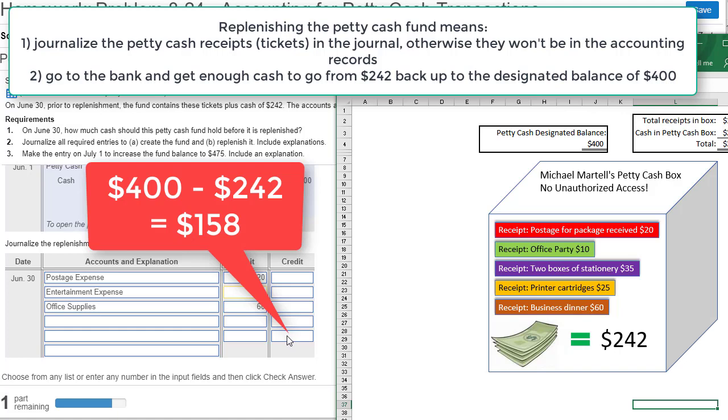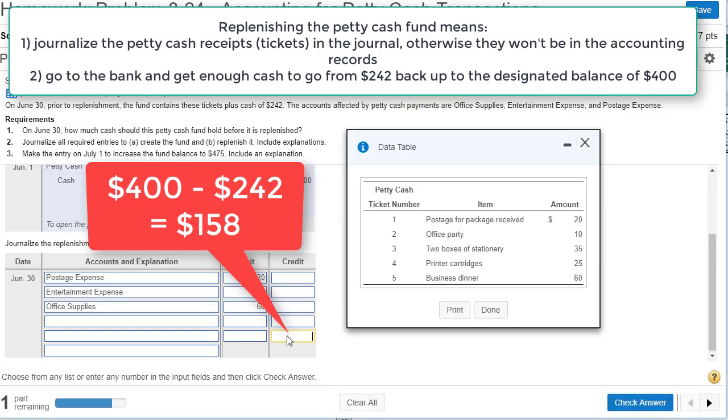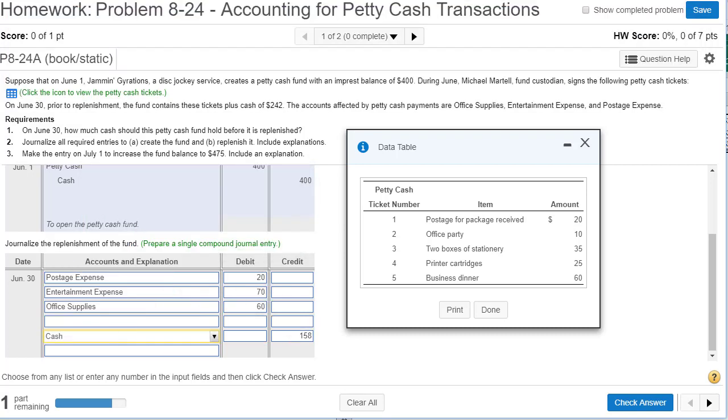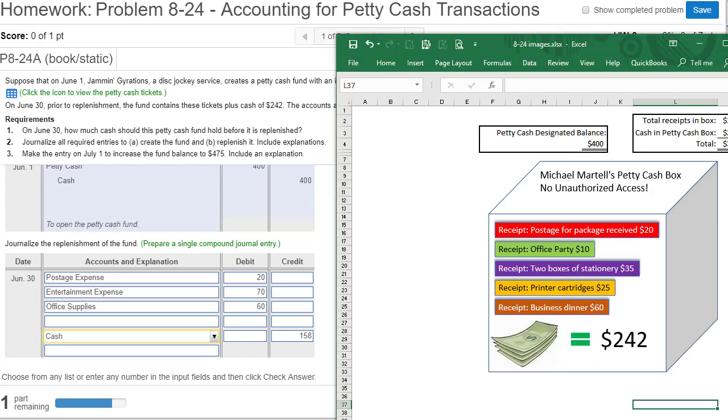So I'm going to skip a line, and you'll see why in just a minute. So that's $158, and we take that out of the cash account, and we're going to come back, or Michael's going to come back and put it in the cash box, and he's going to take out these receipts. Once he has the $158 in there, then you have 158 plus 242 gets us back to the 400.